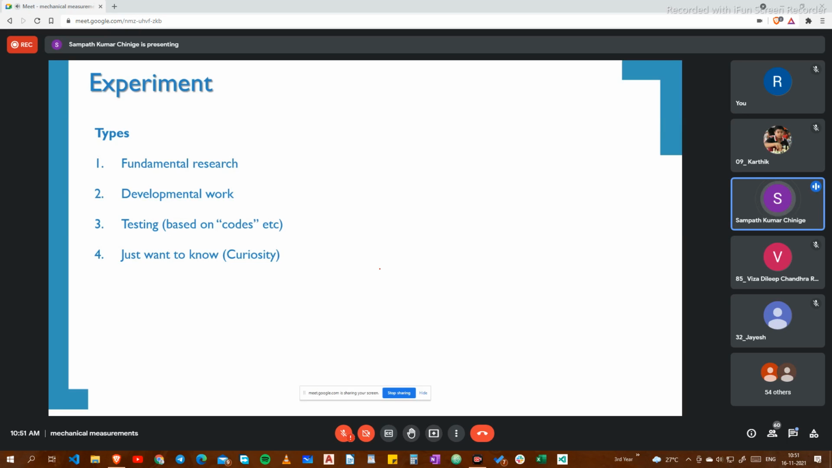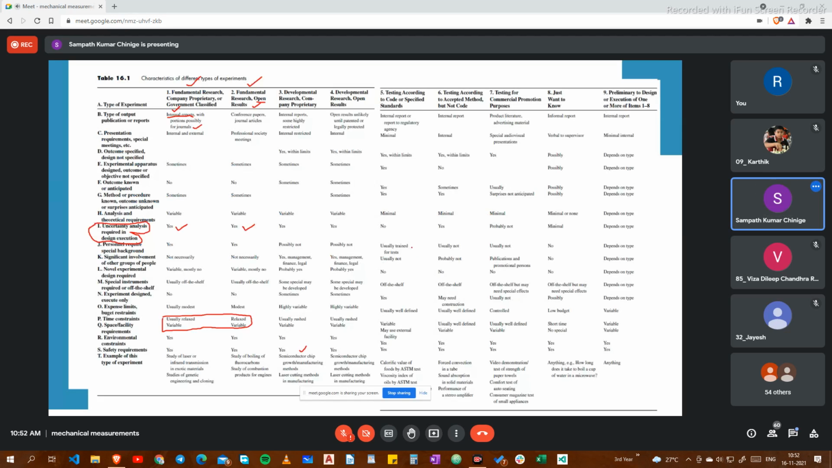In testing, we don't need experiment setups. When you are not doing any experiment, you don't need to have the uncertainty analysis. Here we don't need uncertainty. But for just-want-to-know, you have to decide the uncertainty again. So please go through the rest of the things.